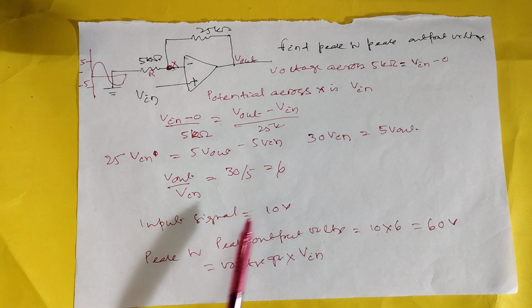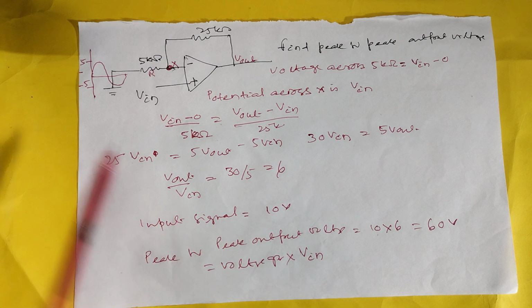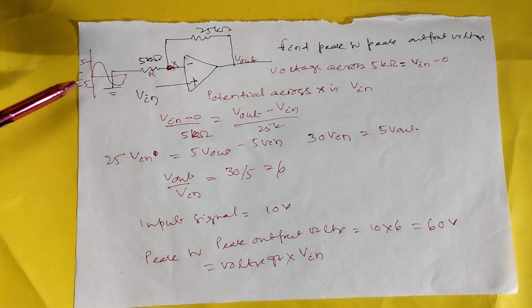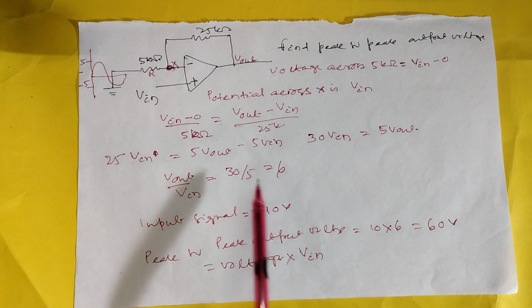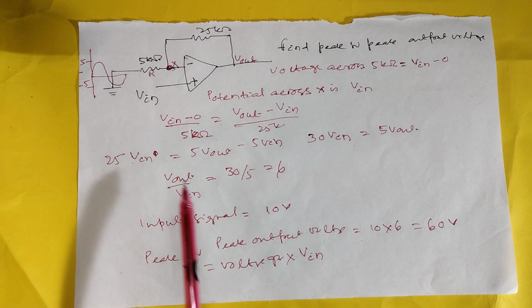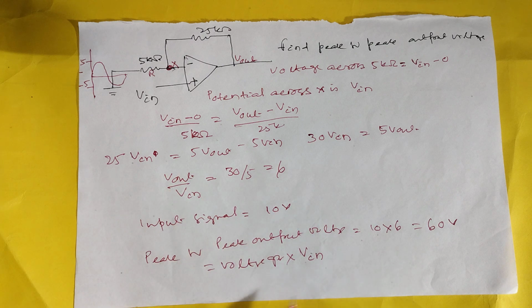Accordingly, V out by V in comes to 6. The input signal is plus 5 minus 5, so it is 10. So the peak of the output voltage is 10 into 6. The gain is 6, because V out is equal to the voltage gain times V in. So 10 into 6 is 60 volt.